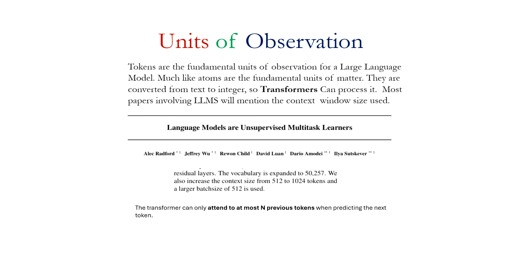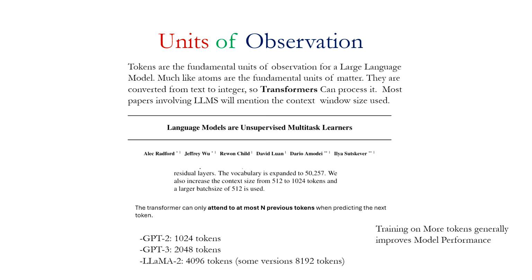And the transformer could only attend to at most n previous tokens when predicting the next token. So here's a couple of examples. GPT-2 has about 1024, GPT-3 has about 2048, Llama 2 has about 4096. Training on more tokens generally improves model performance.